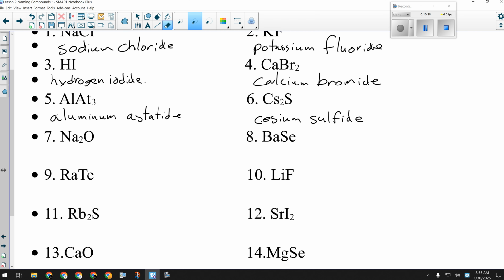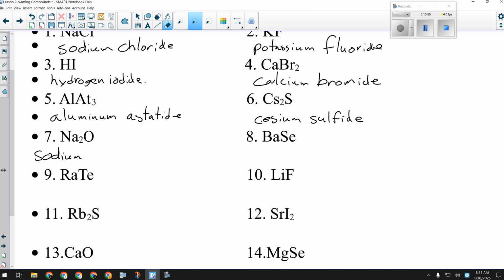Okay? Sometimes it's tricky to decide where to cut off a non-metal if it doesn't end in "ide." It's easy if it ends in "ide," but if it doesn't, sometimes a little trickier. For sulfur, you take off the ending and you put in the "ide" there. All right. For this one here, sodium is our metal.